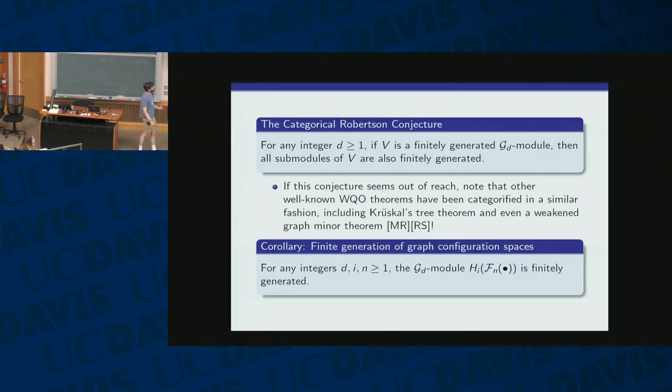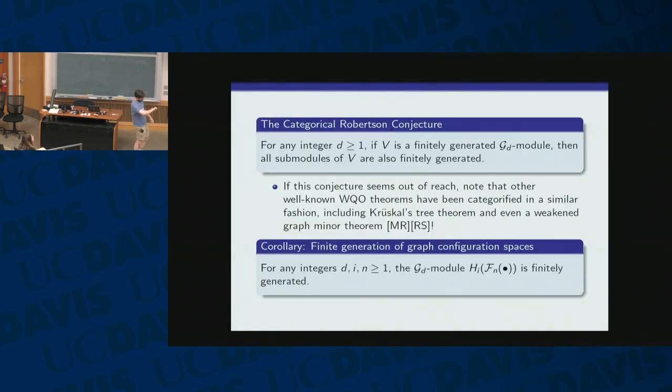So, finite generation of graph configuration spaces. If this conjecture is true, then we can prove as a corollary that for any integers d and n, the GD module, which gives you the homologies of these configuration spaces, is finitely generated. Now again, the whole spirit of finite generation is that there is a finite list of homology groups for which, if you allow yourself to push forward things from that finite list, you get everything in all other graphs all at once.